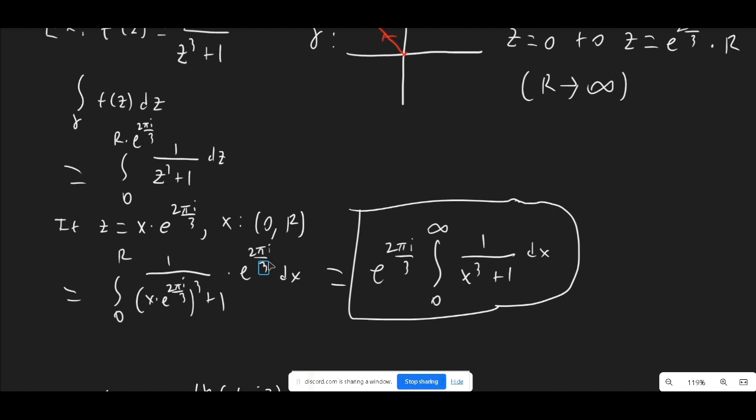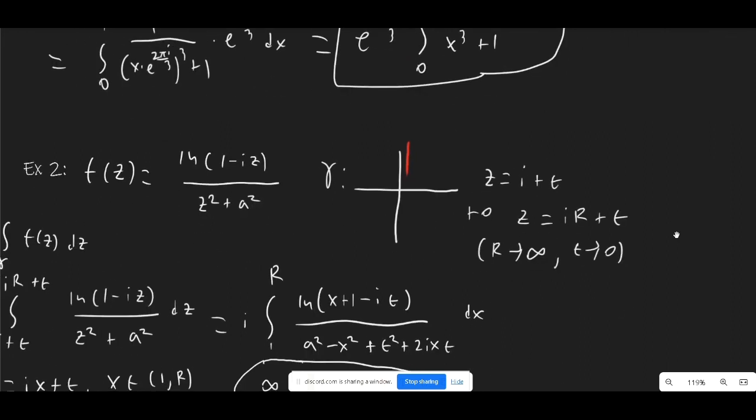So once we substitute everything in, calculate our differential, which is e to the 2 pi i over 3, we get that our integral is equal to e to the 2 pi i over 3 times the integral from 0 to infinity of 1 over x cubed plus 1 dx. And that x cubed plus 1 just happens because e to the 2 pi i over 3 cubed is just 1. So that's a quick little example here.